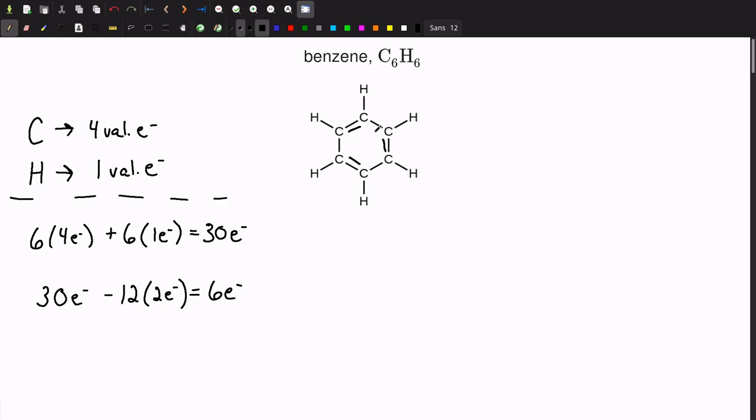And the question is, how is this a resonance structure? Well, the answer is we could have drawn all of these bonds alternating the other way. Okay, so we could have just as easily drawn this like this. Instead of having a double bond here, we would have a double bond here, we would have a double bond here, we would have a double bond here, single, single, single, with all of our hydrogens.